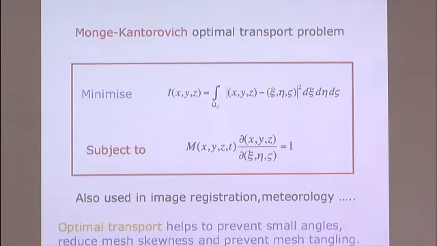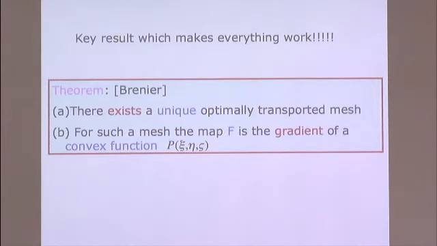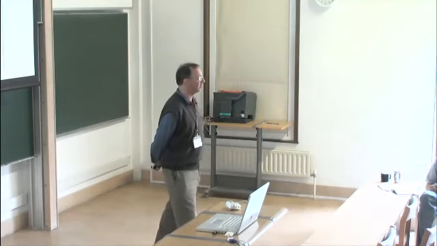Unfortunately, Mike Cullen at the Met Office has an encyclopedic knowledge of the entire literature of the optimal transport system, which is unbelievably useful. And here's a key result due to Yann Brenier, which makes everything work. And the result is twofold. Firstly, that big nonlinear system I put up there has a unique solution. So we know there's a mesh out there, and we know it's unique, which is a very good thing.